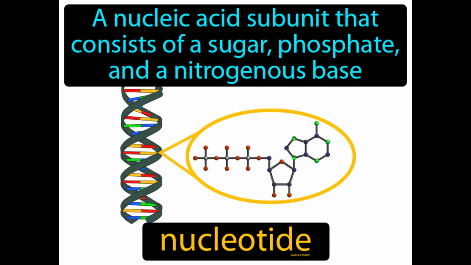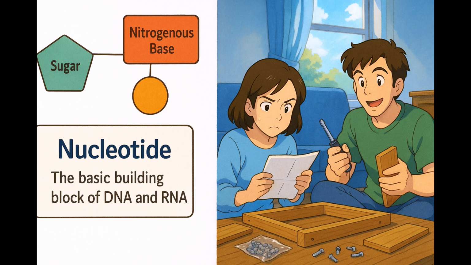A nucleic acid subunit that consists of a sugar, phosphate, and a nitrogenous base: nucleotide. A nucleotide is the basic building block of DNA and RNA, which are the molecules that store and transmit genetic information. Imagine trying to assemble a piece of furniture and realizing that each component, like screws, wooden panels, and instruction manuals, is crucial for the final product.